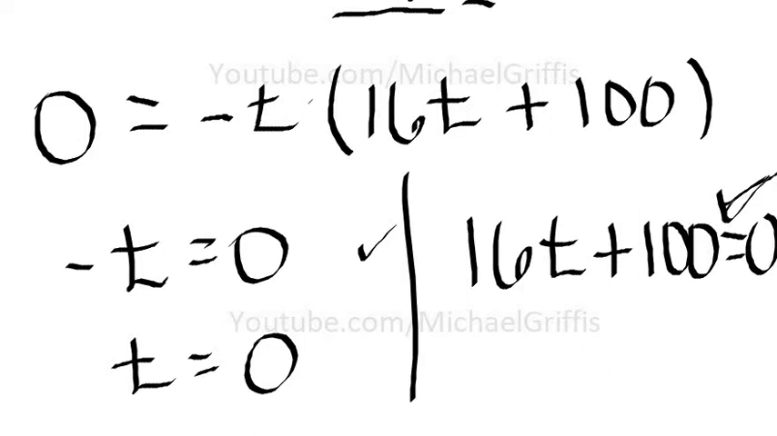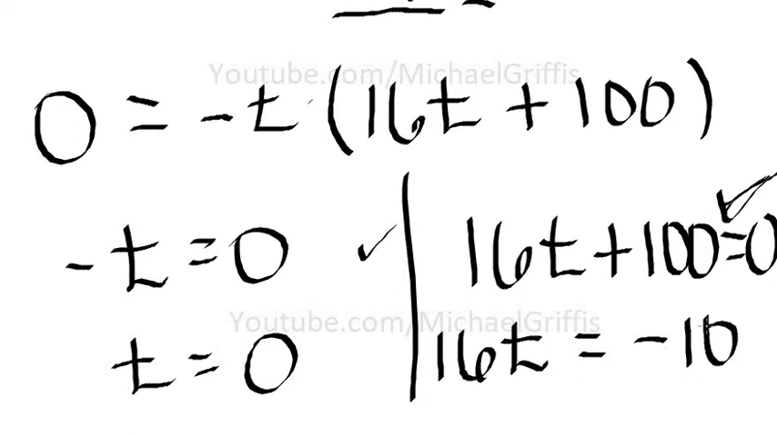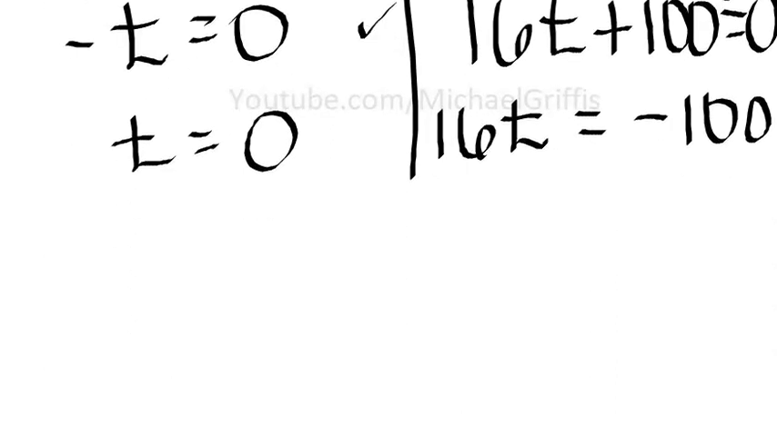all right, let's move that 100 over to the right. Becomes a -100. And then we'll multiply both sides by 1/16. So that leaves us with t is equal to negative... What? Something's not right. Oh my gosh.